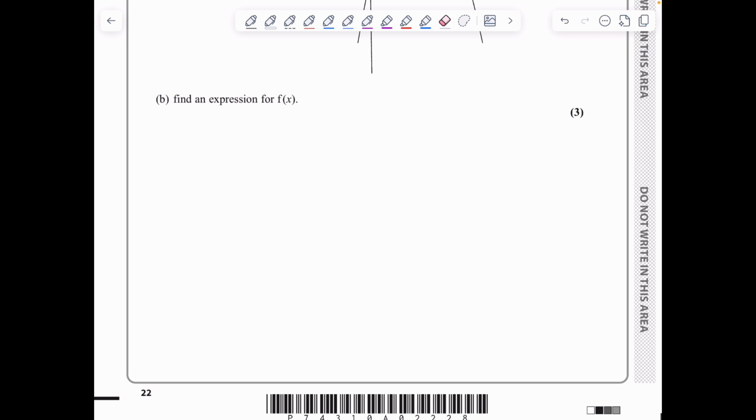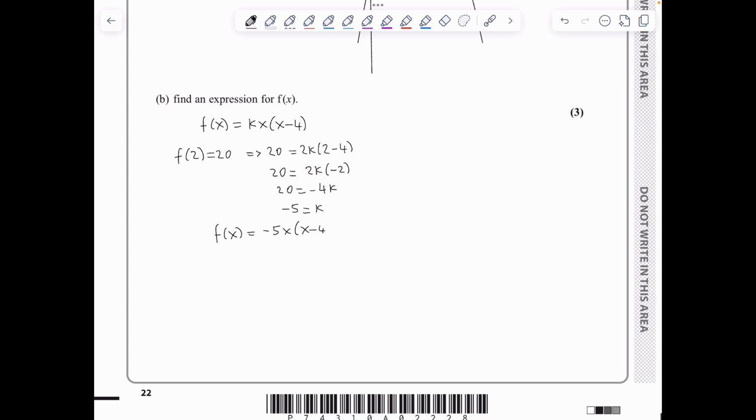We're then told to find an expression for f of x, so I will exploit the fact that I'm cutting the x-axis at 0 and 4, and I will say that f of x has a form of kx times x minus 4. So this is forcing cuts on the x-axis at 0 and 4. I will then use the fact that f of 2 is equal to 20, which leads to 20 is 2k times 2 minus 4. So we've got 20 is 2k times negative 2. So 20 is minus 4k, which means that k is negative 5. So f of x is equal to minus 5x times x minus 4.